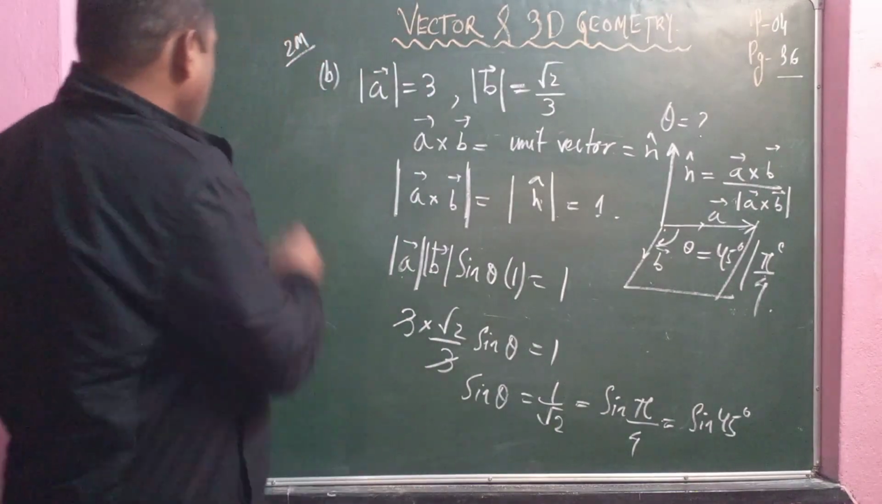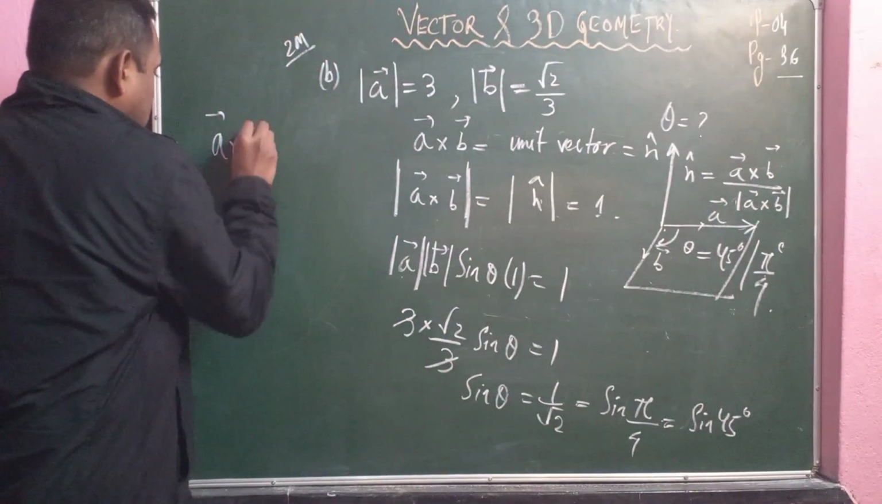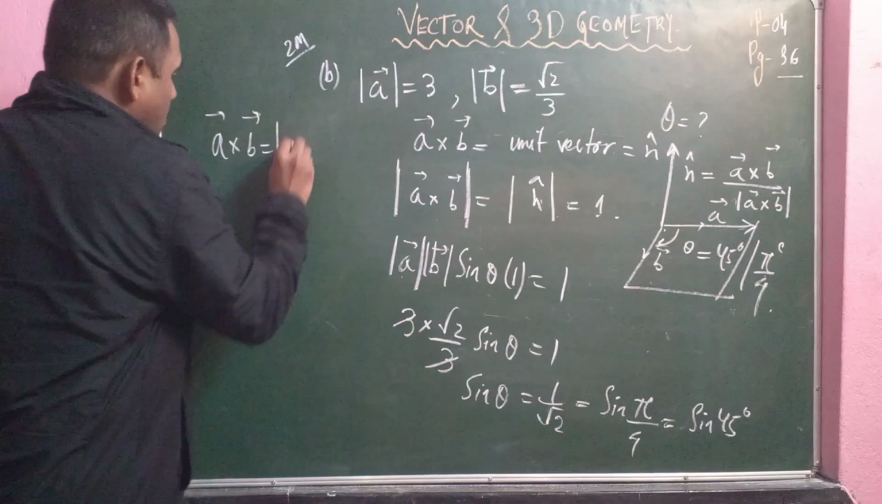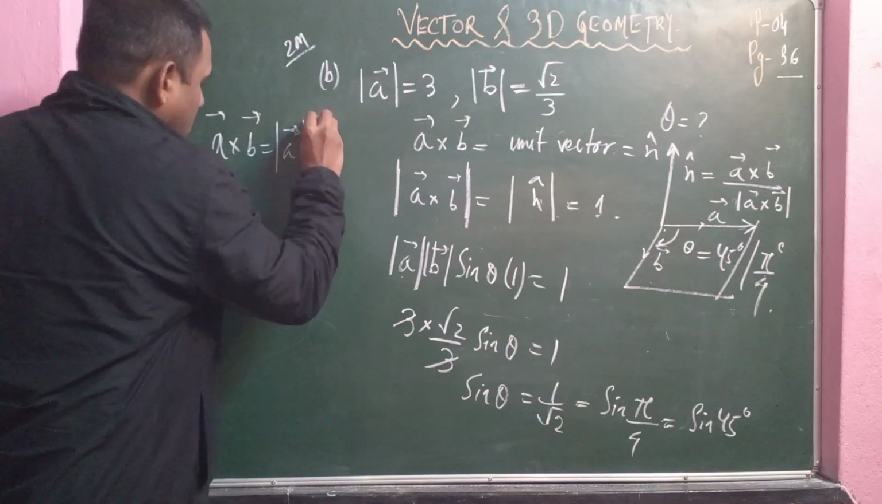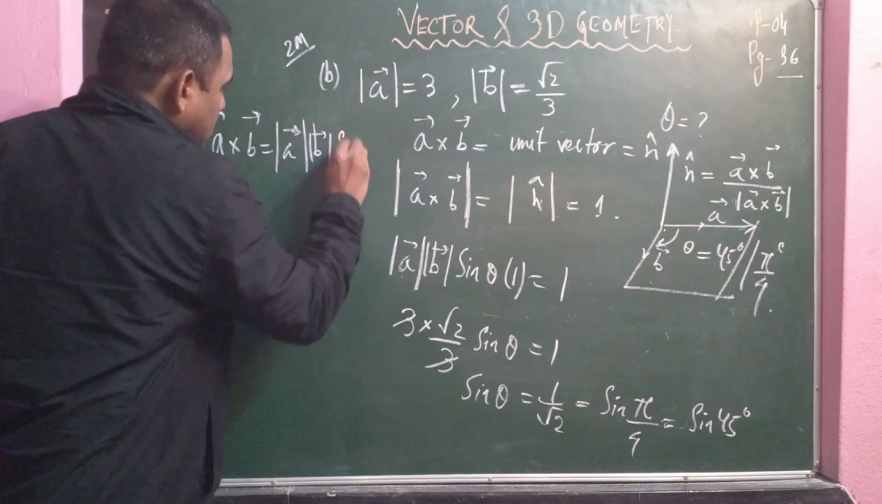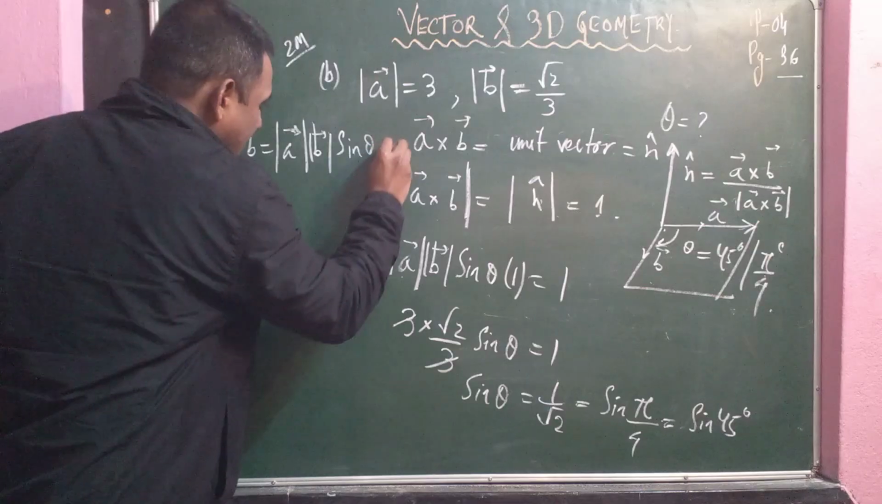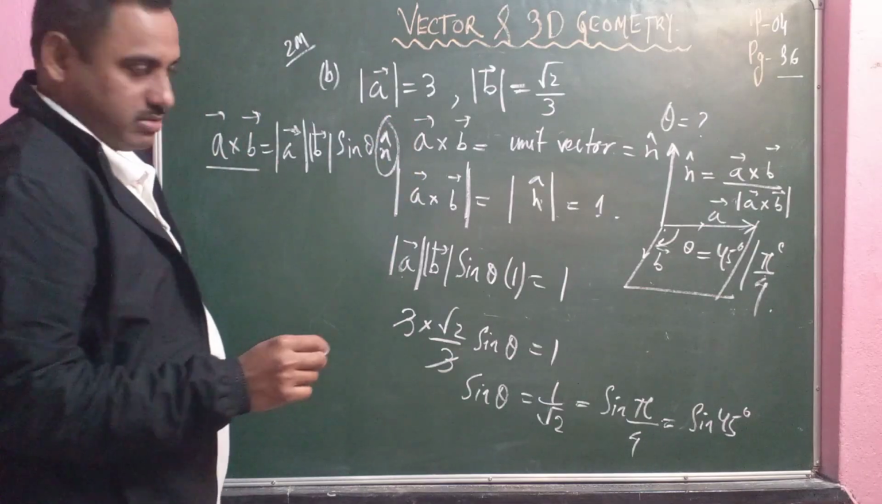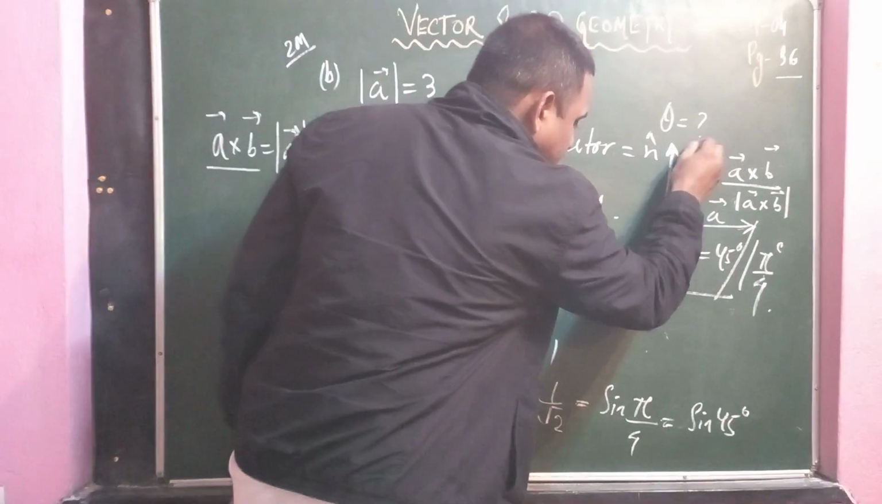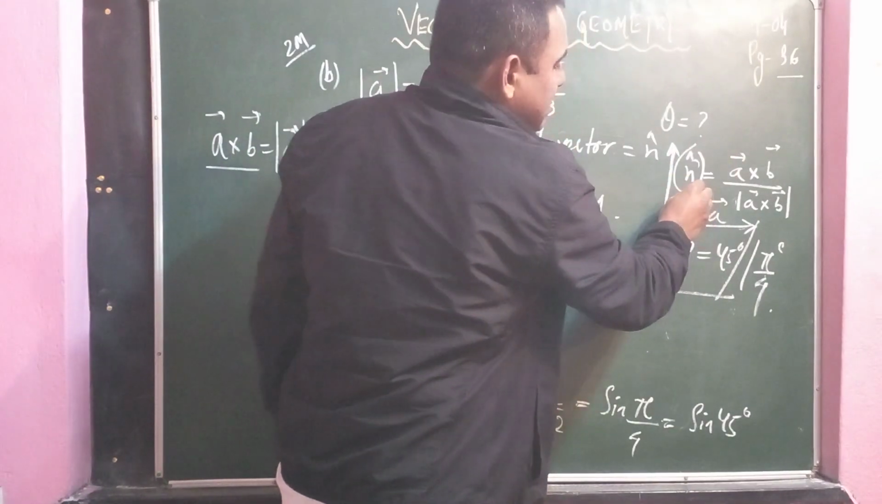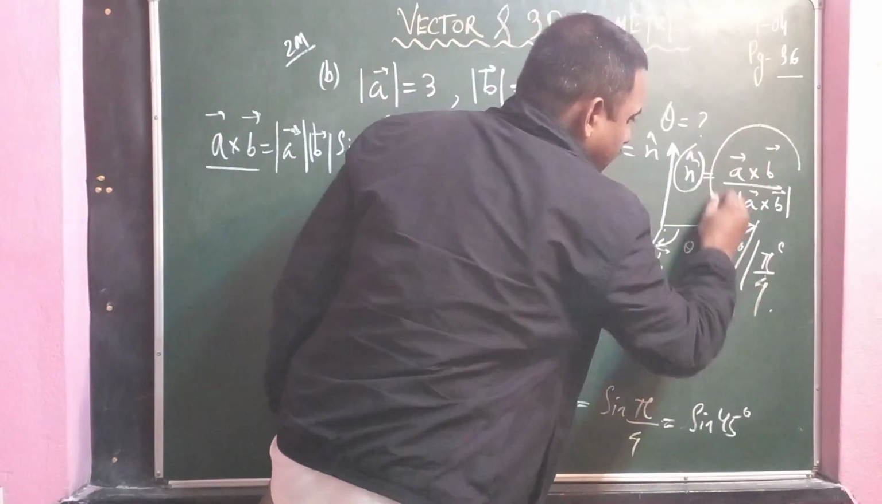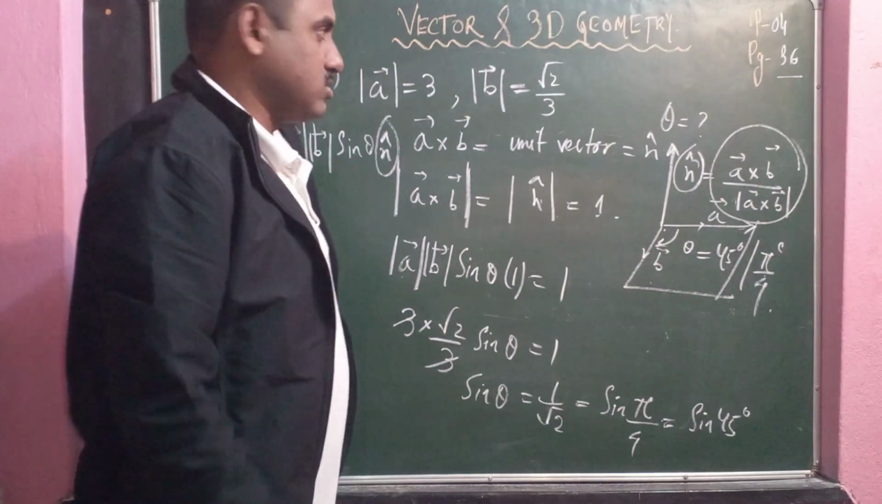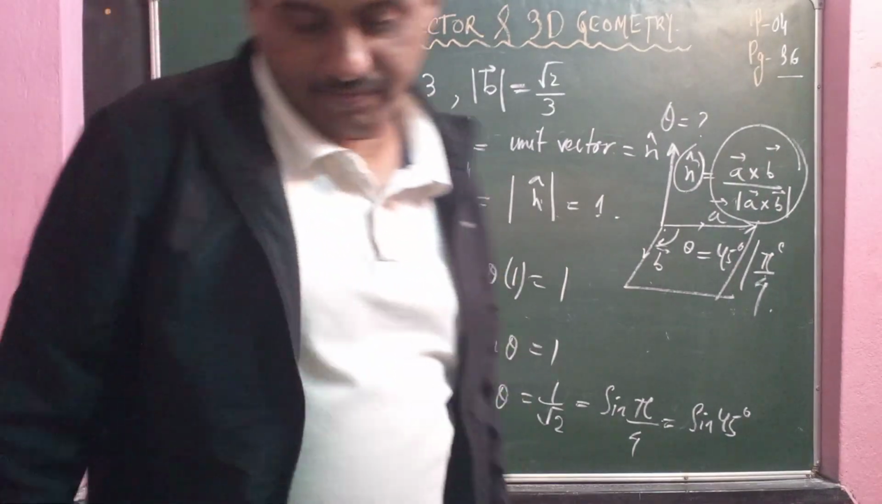Okay, because see, what is A cross B? The A cross B formula is mod A, mod B, sine theta, and n cap. What is n cap? Because A cross B is a vector quantity. That unit vector will be A cross B by mod of A cross B. Sometimes they can ask you this also, by giving A and B.